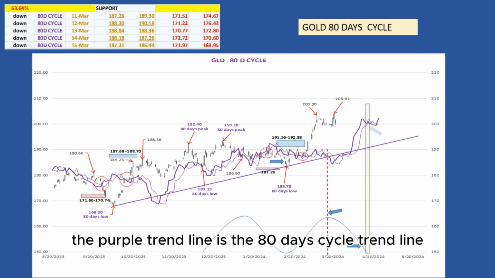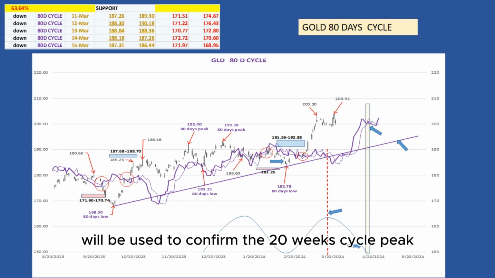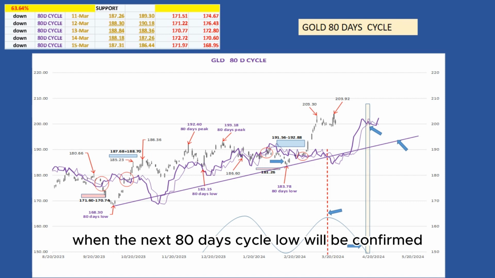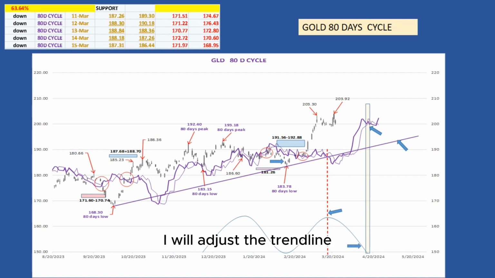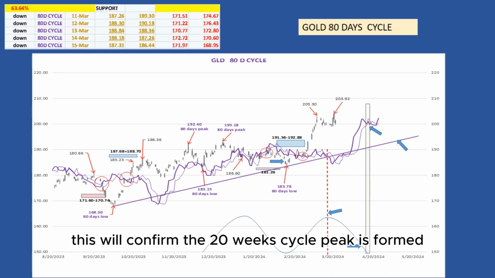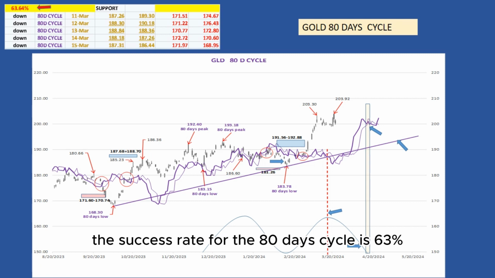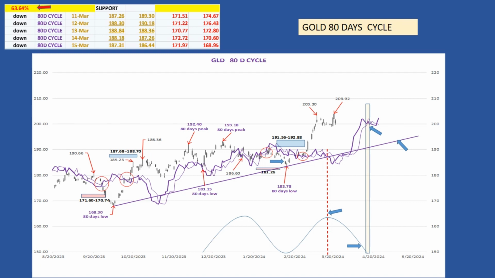The purple trend line is the 80-day cycle trend line, what I first called VTL. VTL stands for valid trend line. It will be used to confirm the 20-week cycle peak. When the next 80-day cycle low is confirmed, I will adjust the trend line. And when the gold ETF crosses below it, this will confirm the 20-week cycle peak is formed or in formation. The success rate for the 80-day cycle is 63%. The trend cycle is down.